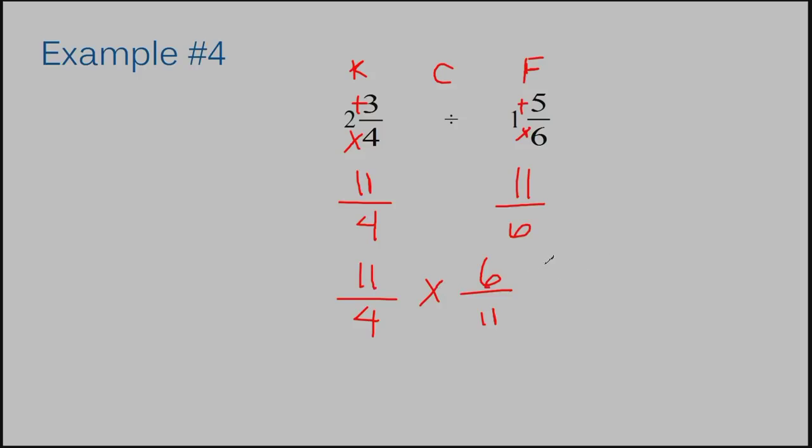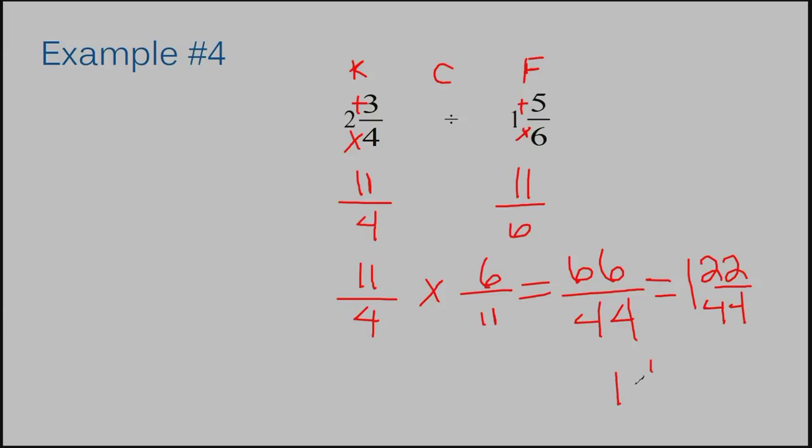11 times 6 is 66. 4 times 11 is 44. Now I need to divide here, and I'm going to get 1 and 22 over 44. 22 over 44 can be simplified to 1/2. So this answer is the same as 1 and 1/2. Let's move on to example number 5.